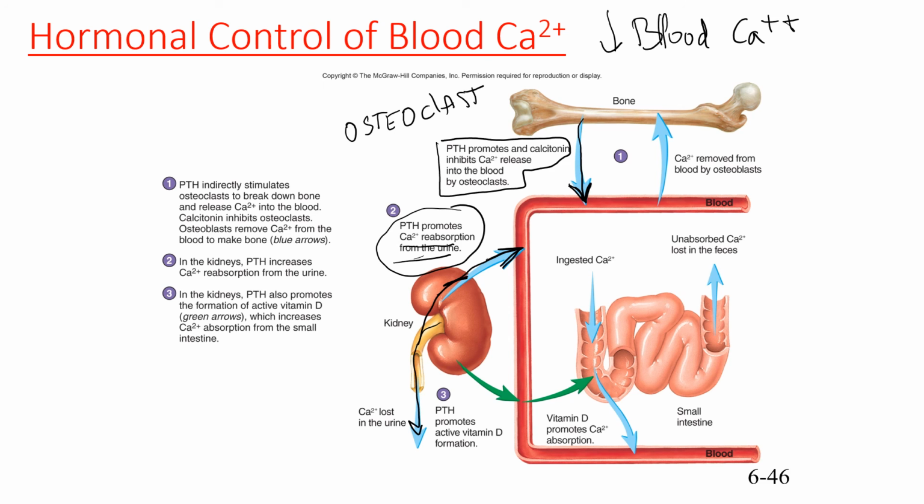PTH also promotes secretion of vitamin D. Vitamin D is needed for absorption of calcium from foods. More calcium will be absorbed from foods, and the calcium will be deposited into the blood. So PTH acts by stimulating osteoclast activity, stimulating reabsorption of calcium from urine back into the blood, and stimulating release of vitamin D, which will increase reabsorption of calcium from foods.